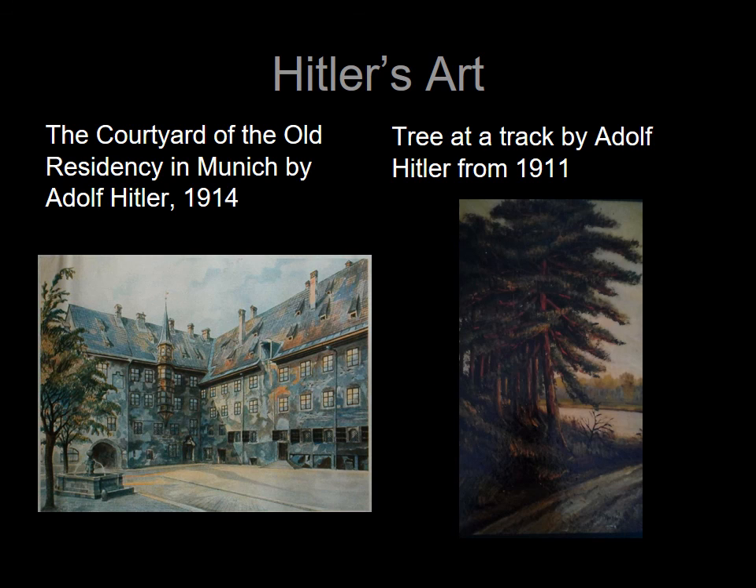Other pieces by Hitler were the courtyard of the old residency in Munich from 1914. Again, sort of a more classical representation of a traditional home here, or even this tree at a track by Adolf Hitler in 1911. It's a little more somber than some of his other pieces, but it certainly does not have kind of the level of abstraction, even though it looks like he's playing with some abstraction with the way he's depicted the leaves and the trunk of the tree.